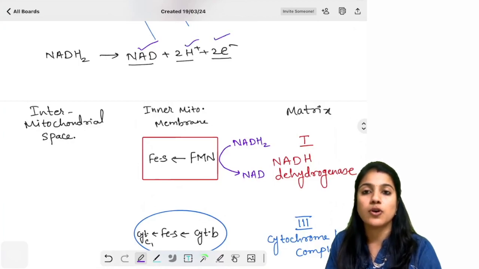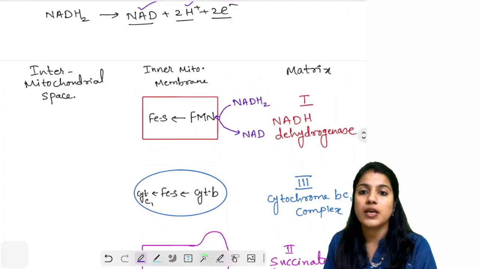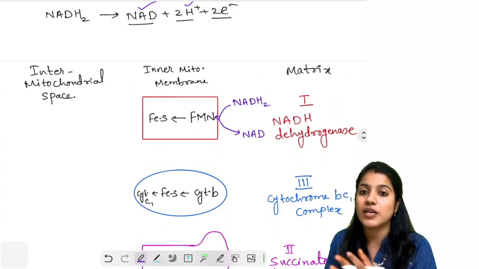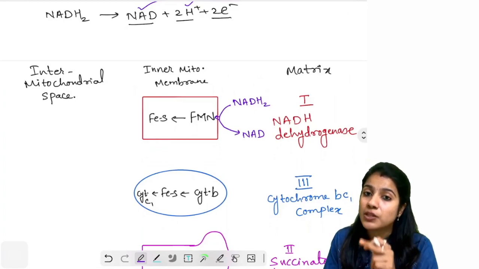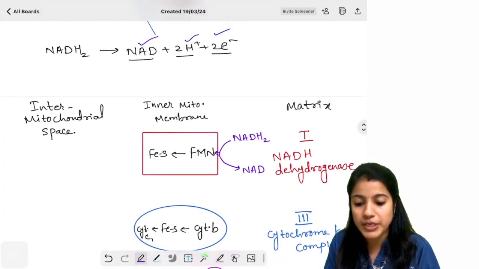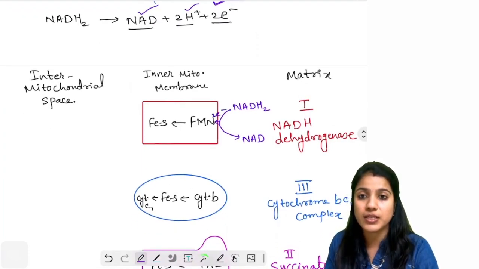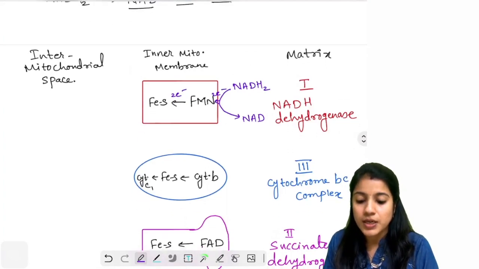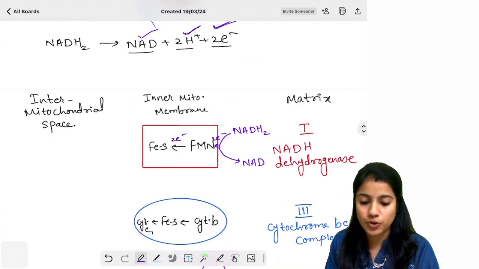What about these protons and electrons? Electrons will be given to the FMN complex. All these complexes are associated with electron carriers. So that's how the electron transport will take place through all complexes. FMN will accept the electrons. How many electrons? 2 electrons will be accepted, and it will transport the 2 electrons to FX. What about protons? 2 electrons got transported, now 2 protons.